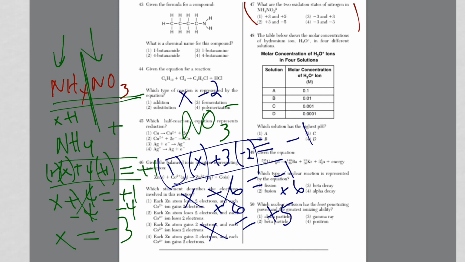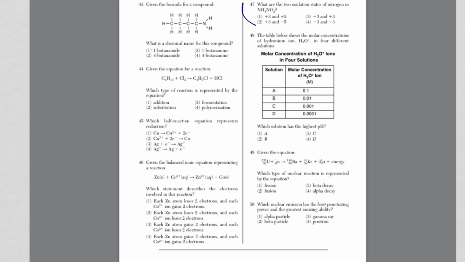So I got a minus 3 and a plus 5, and that's none of my choices. How could that be? Oh. Let's take a look at this. I totally had it wrong. It's NH4 NO2.